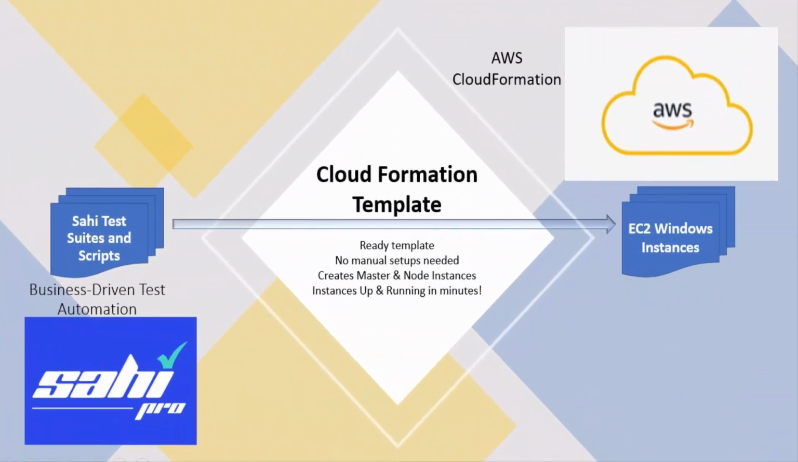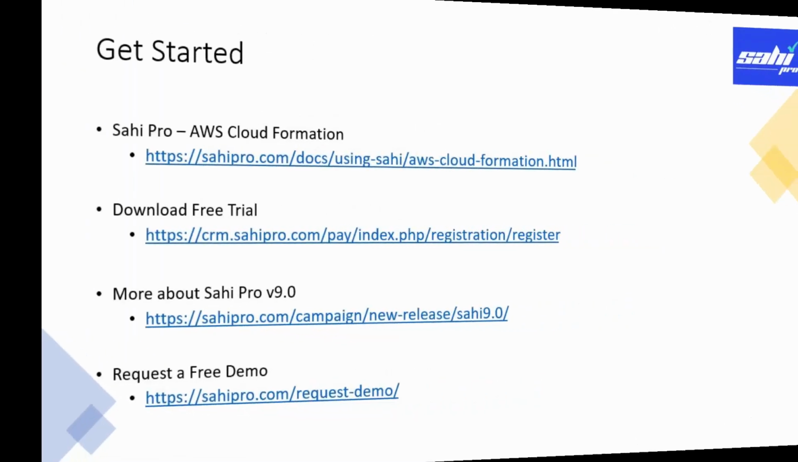So you see how simple it was. You basically had to do no manual intervention to set up Sahi Pro, its prerequisites or licenses in any of the instances. By using this ready CloudFormation template, you can set up your AWS cloud in minutes and have everything up and running for your test execution.